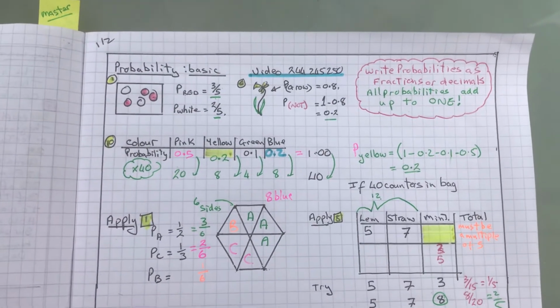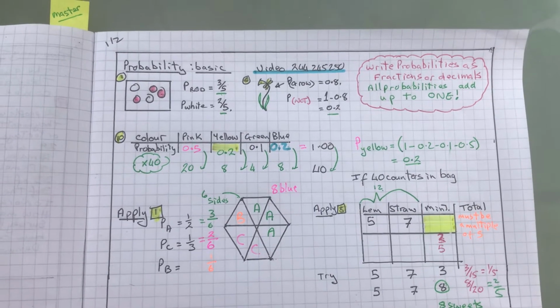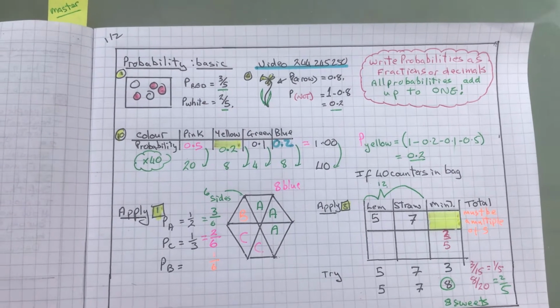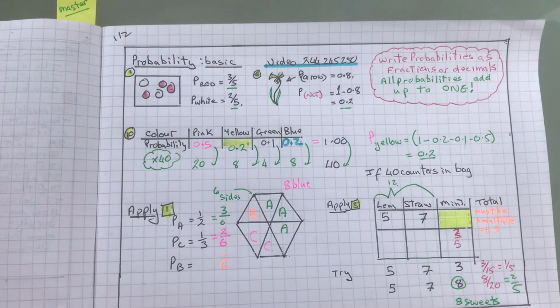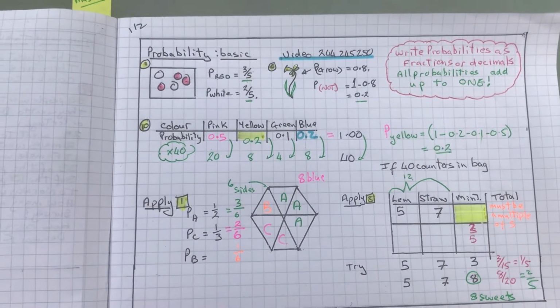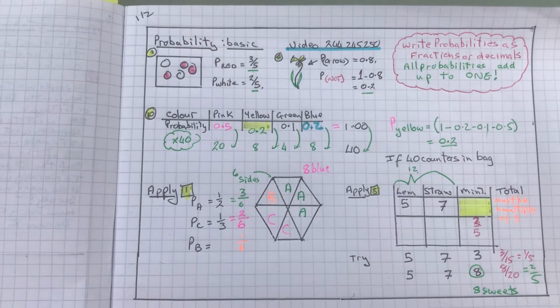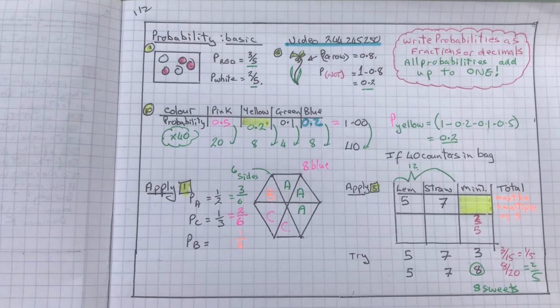Okay, today we're going to look at probability. If I look at the first example that I've got, there are 3 red sweets and 2 white sweets. What's the probability of picking a red sweet? Well, there are 3 reds out of 5 in total. So we write the probability as 3 over 5, a fraction.